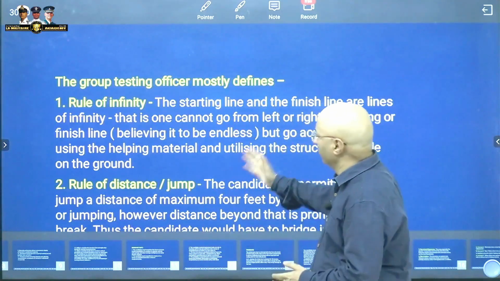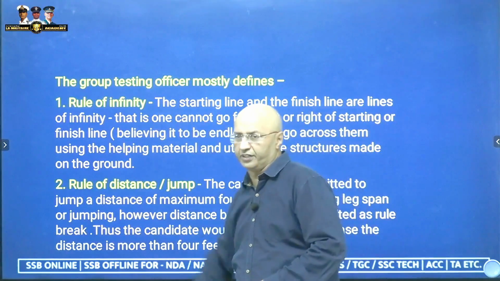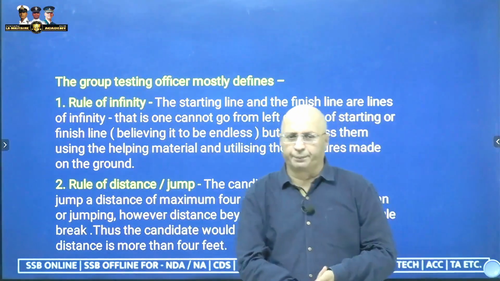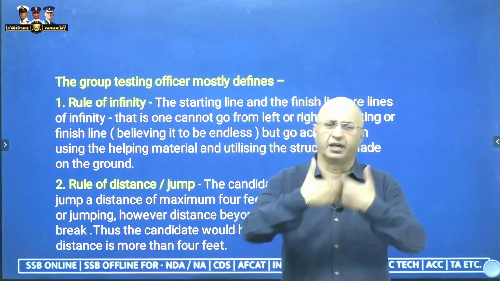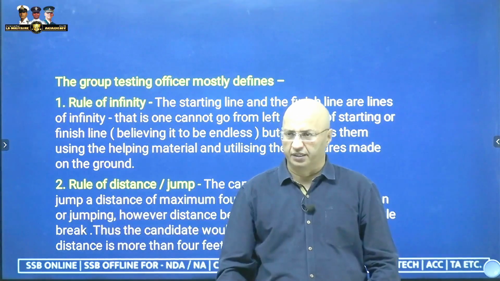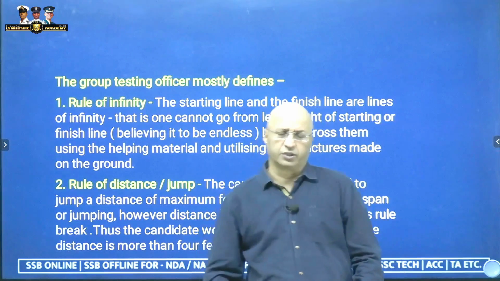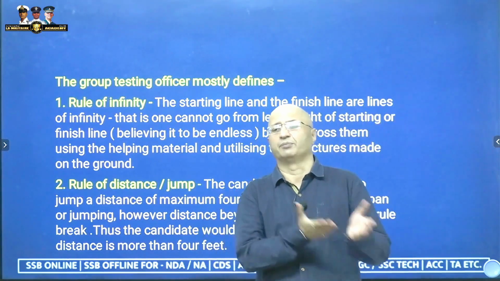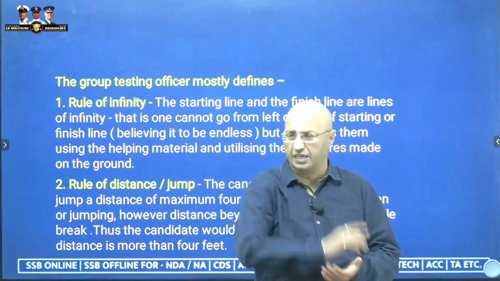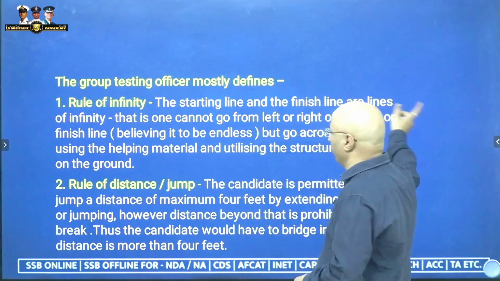Okay, now coming to the other sections of the same. The group testing officer mostly defines the rule of infinity. Now there are a starting line and a last line. Some people say from the starting line to the last line you have to go from here. They tell that these lines are infinity. They are not only this much, right? So why do they do that? Basically because there are some candidates who will say, why are we doing all this? Why don't we go from the sides and reach that? So that is why they call this the rule of infinity. The starting lines are lines of infinity.